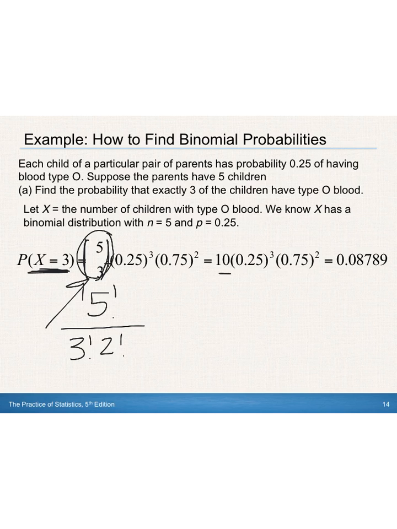So it would be 10, there's 10 ways, times the probability that you're going to have type O for those 3 kids, and the probability that they won't have type O for the other 2 kids, and you end up with about an 8.7% chance that 3 of the kids will get type O blood.